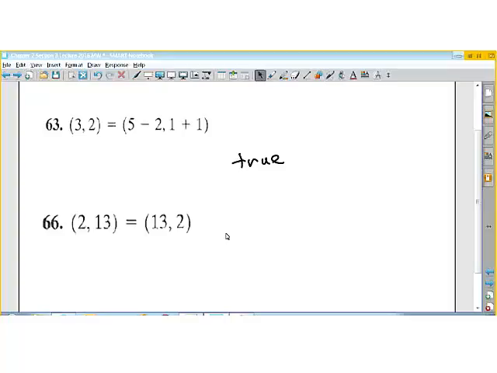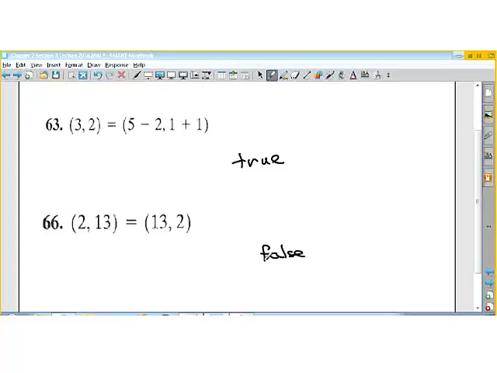That's a false statement. If it was a set, if they had little curly brackets, 2 comma 13 would be the same as the set 13 comma 2. But when it comes to ordered pairs, the order is important. So this would be false.